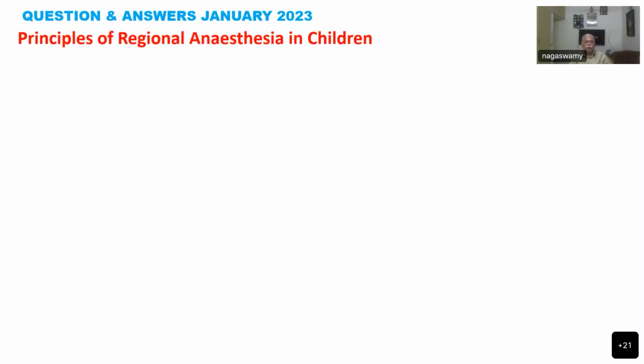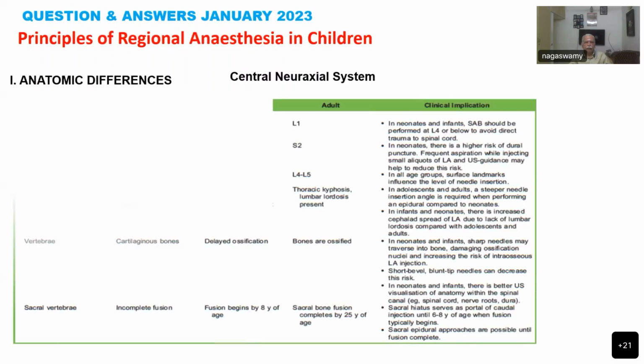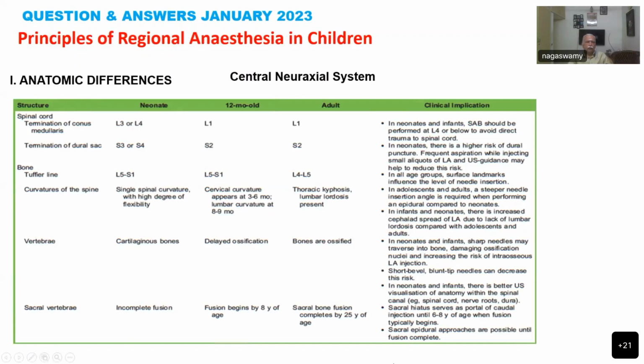Principles of regional anesthesia in children. First and foremost, we have to know the anatomical differences in the central neuraxial system. Where does the spinal cord terminate? In the neonate it terminates at a very low level, L3, L4, up to 12 months of age. Beyond that, after 44 weeks, it gradually retracts up to L1, and in adults it is at the lower border of the body of the L1 vertebra.